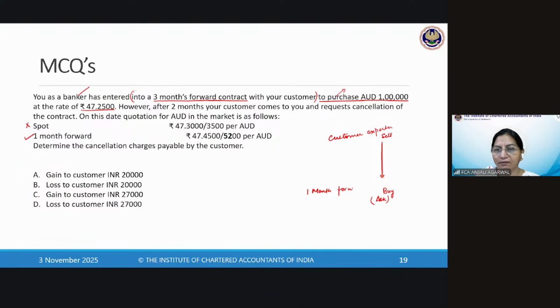There will be gain of 27,000. Let's see. 52. This would be the rate applicable. So the customer sells at 47.25, but the customer buys at 47.52. Gain or loss? For the customer, it will be loss to the customer. Why did you say gain? I thought it has to sell after 2 months.